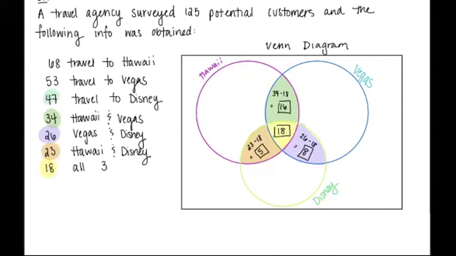And now I'm left with these last 3. 47 will travel to Disney, but I've accounted for 5, 18, and 8. So from the 47, we get rid of 5, 18, and 8. And if you do that, there are 16 people willing to go to just Disney, but not the other 2. Now we move on to Vegas.